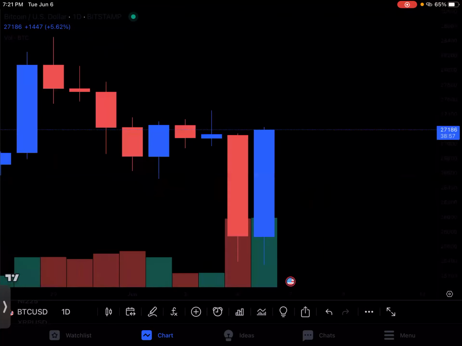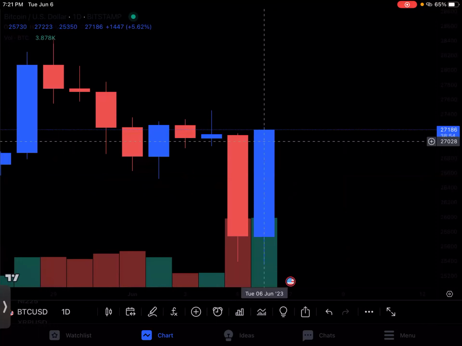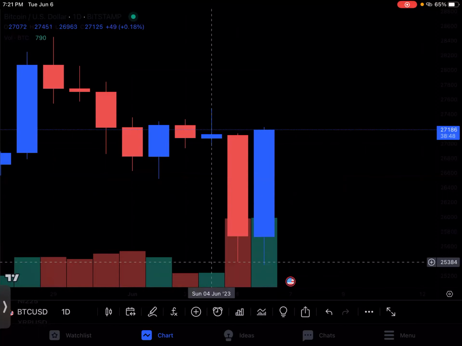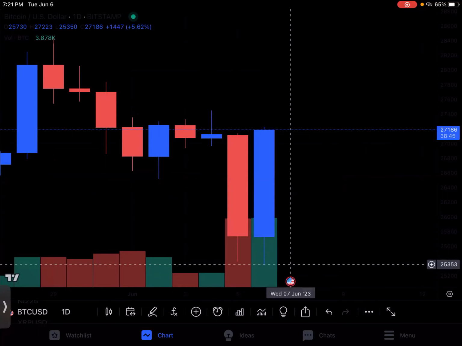So here's the day today, and this is how it worked for today. We opened over here, and we went down here for the day. You can see the bottom part of the wick, and then it started to go back up. You can see the little tiny wick there, and right now we're sitting here. So far for today, we are bullish.